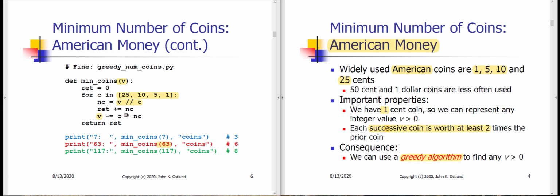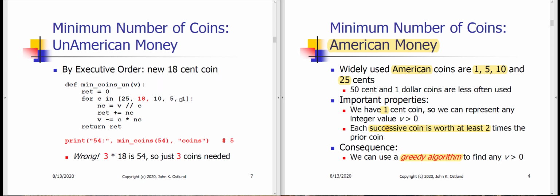Now I've lost track. Okay, let's see. So, all right, so 63 minus 50 is 13, minus 10 is 3. Oh, my mistake. So we don't use any nickels. Oh, I'm sorry, we don't use any nickels. We use 0 nickels. So we've got 2 quarters, 1 dime, and then we're going to end up with 3 pennies. So the minimum number of coins that we need to make change for 63 cents is 6. And you can see that logic works for smaller values and larger values.